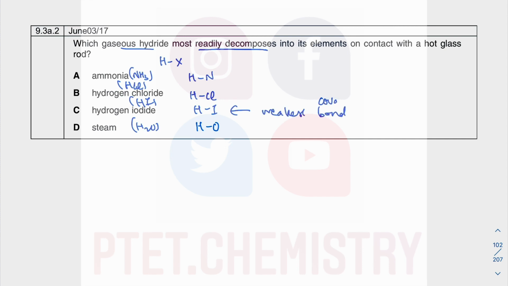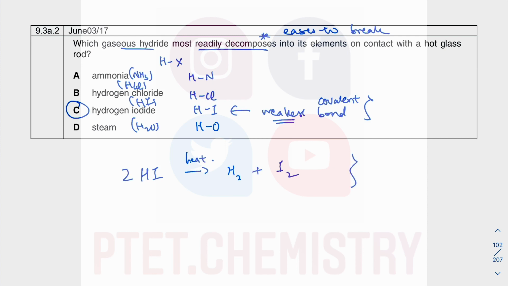covalent bond. So have a look through your data booklet for the values of bond energy, and then you see that there is the weakest covalent bond. Therefore, it's the one that readily decomposes, easiest to break. And it's a case study under group 17 chemistry that you can get H2 plus I2 when you heat it up. It's also quite a common question in equilibrium involving Kc or Kp because actually it's a reversible reaction. I've just shown it as a full reaction there.